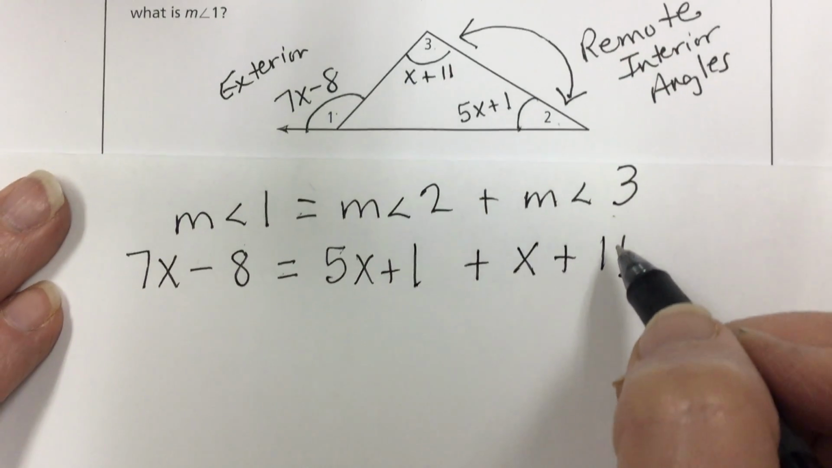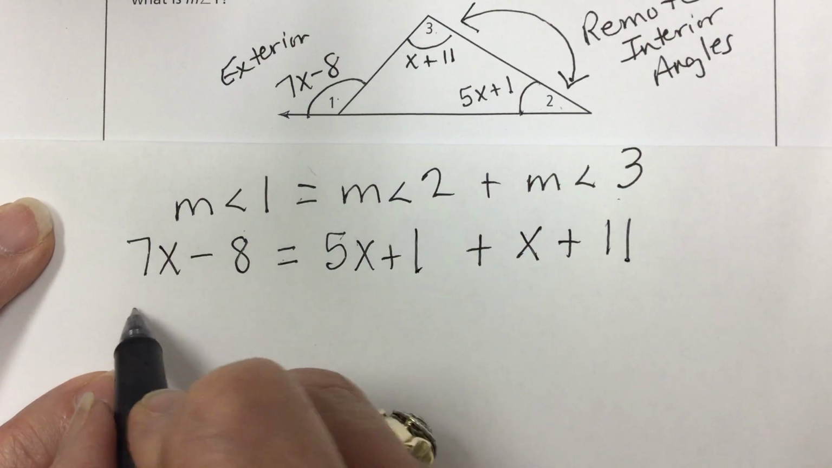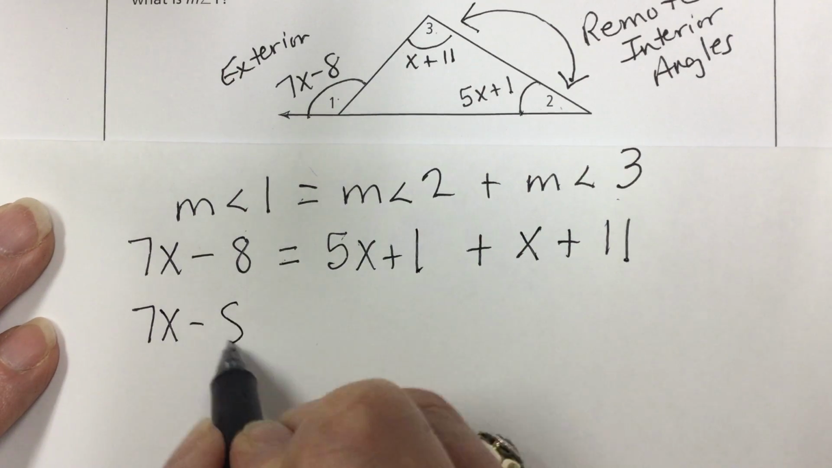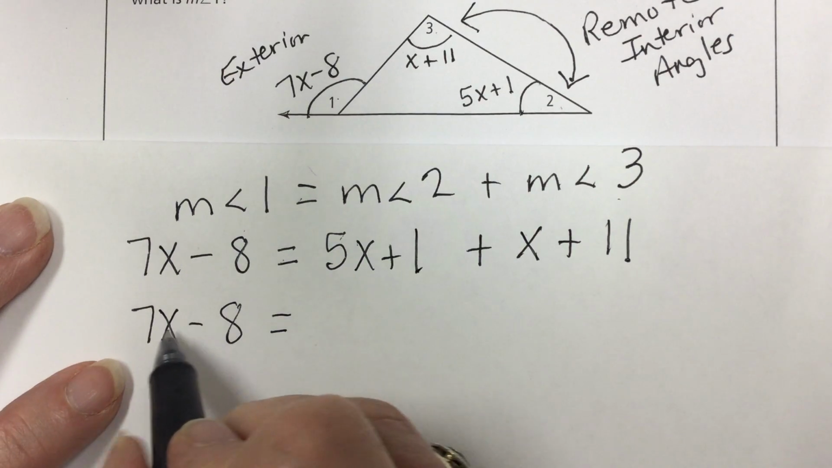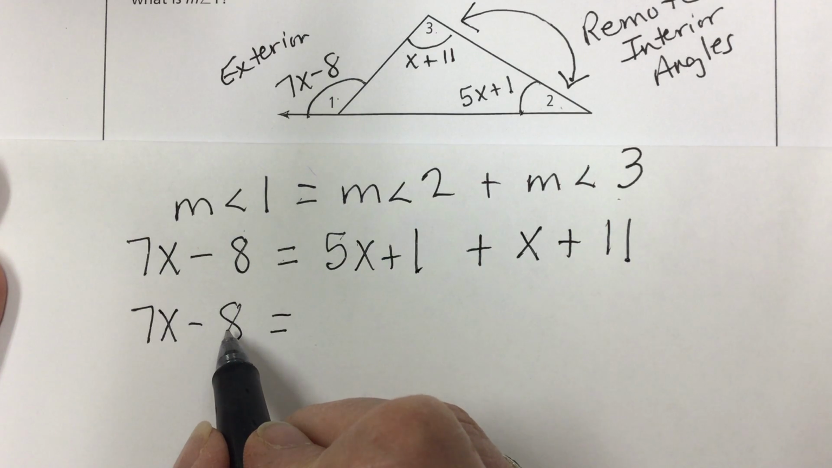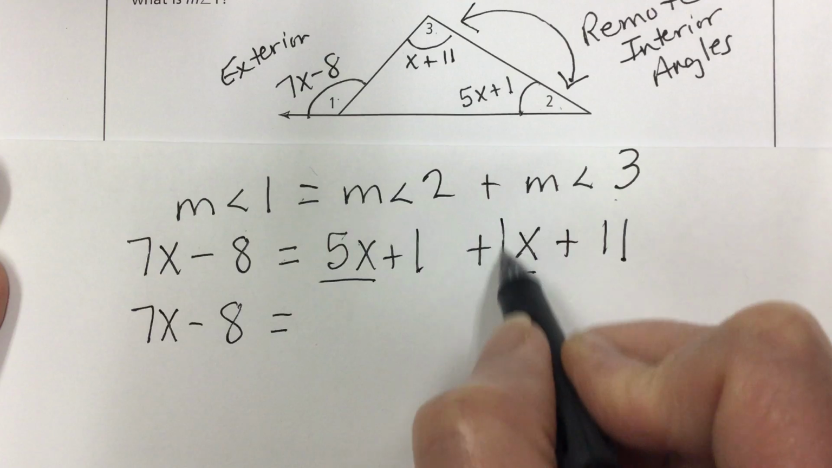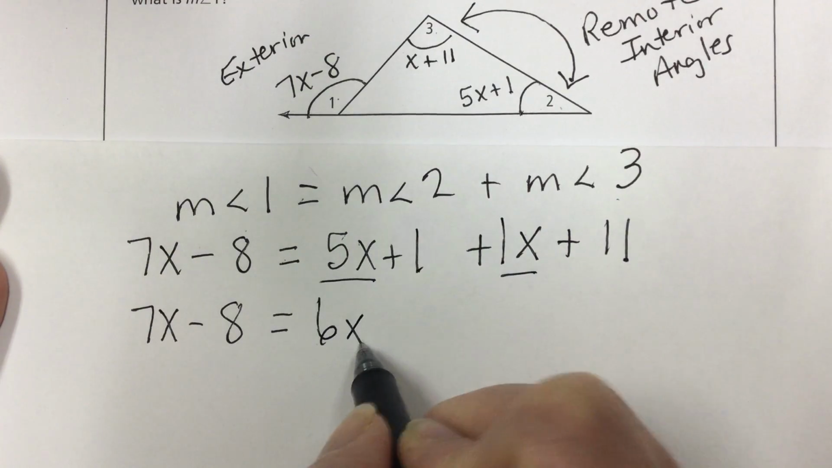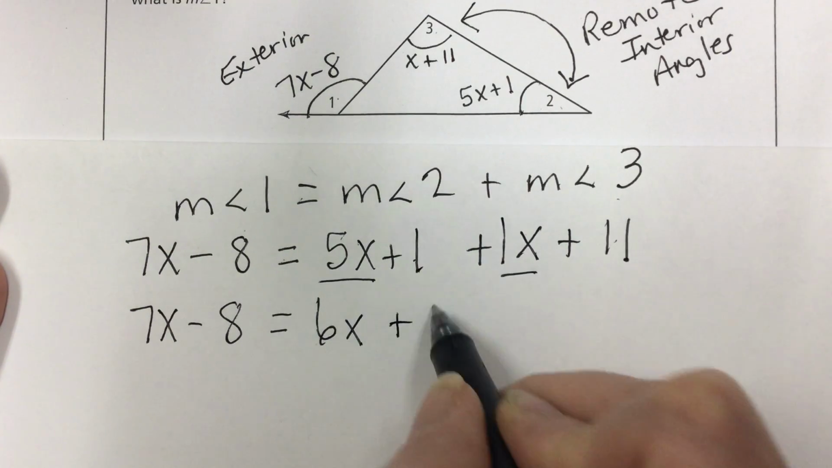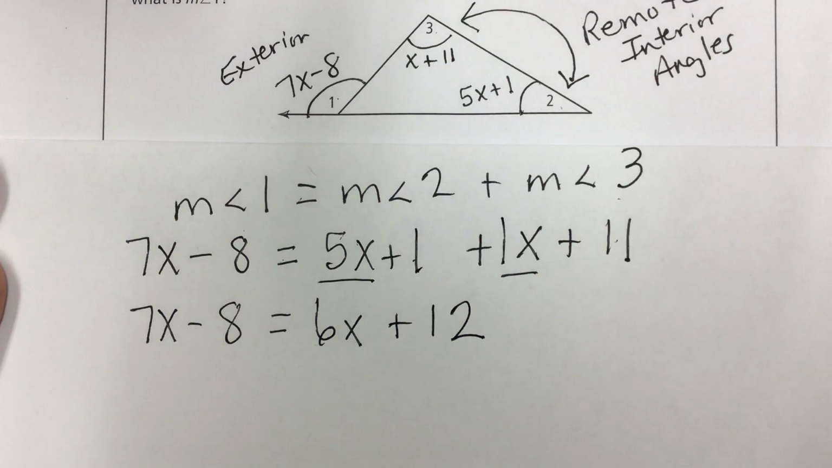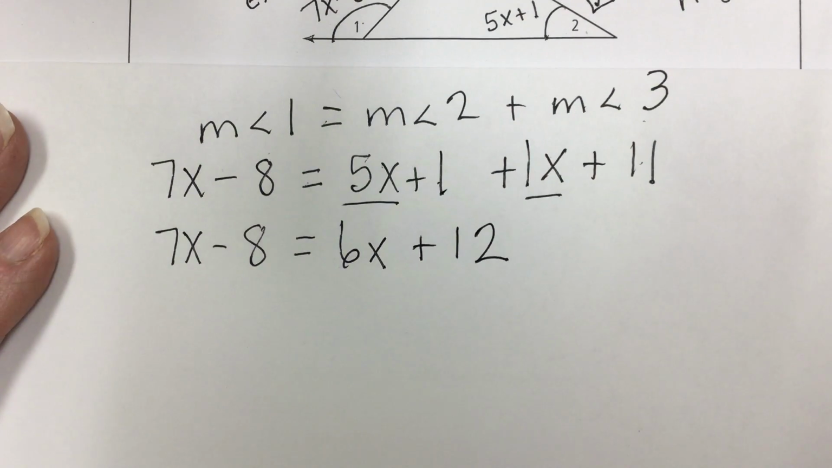Let's solve this equation. I cannot combine like terms on the left side because you cannot add an x to a constant. But I see on the right side I can combine my x's. 5x plus 1x is 6x. And 1 plus 11 gives you 12. So let's solve this equation.